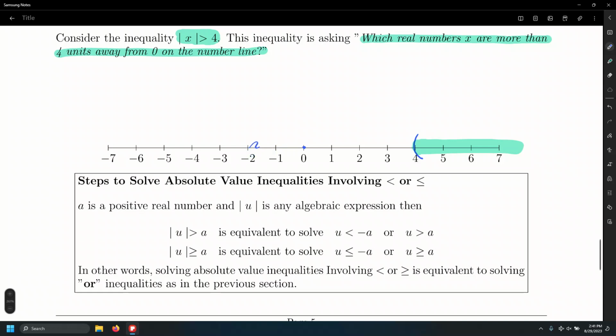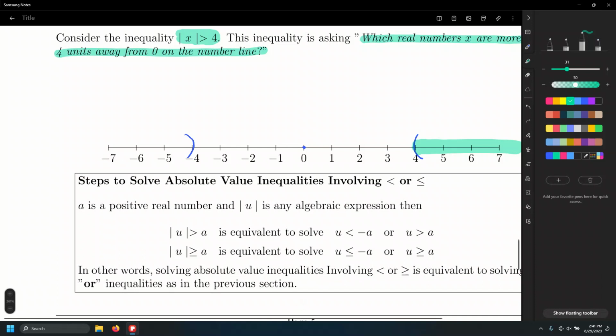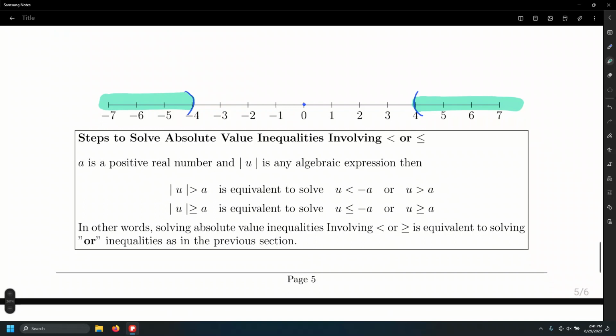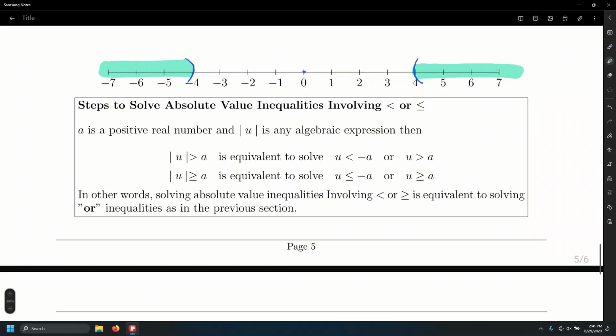Now what about -2? -3? -4 itself? Well, we're going to start from there, right? And then like this, right? And that's going to be our solution. Now, we have seen these kinds of solutions to inequalities, remember from last time when we solved the OR inequalities? Well, that's what we are going to be relying on.